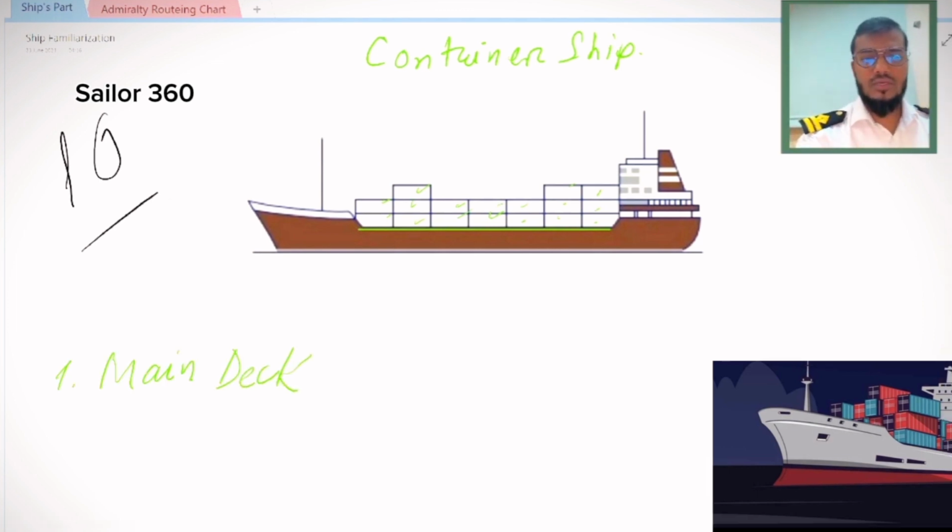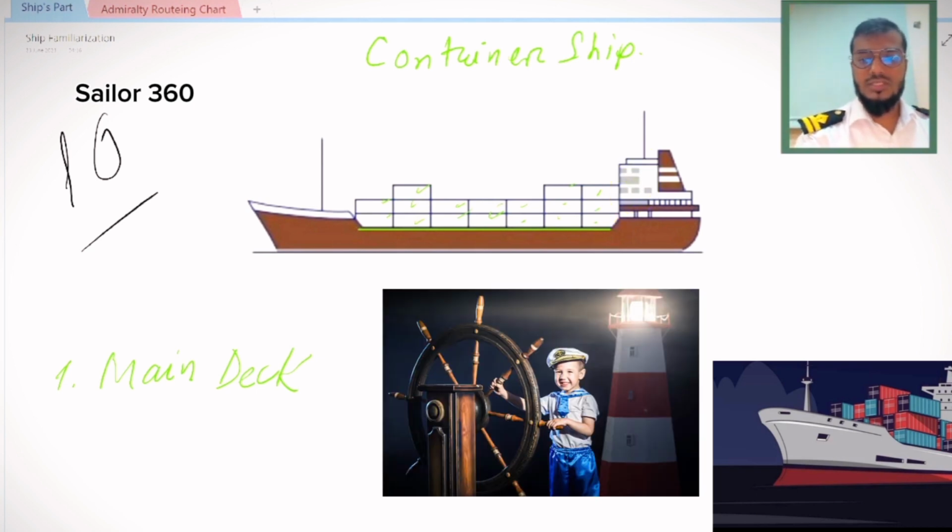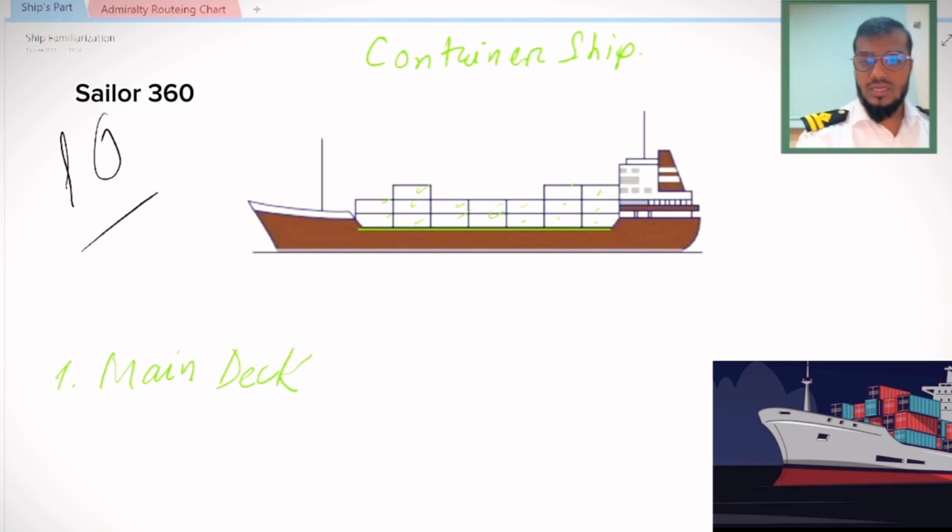Now the next one we will talk about this part. You can see there is a building. This is the place where ship's crew stay, and on top of this building, this is called bridge from where ships are navigated. So this one we will mark as number 2. Okay, this is number 1 we talked about, and we learned that this is main deck, and this number 2 is accommodation.